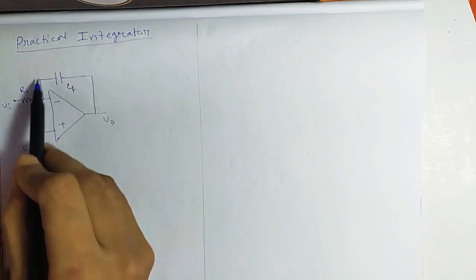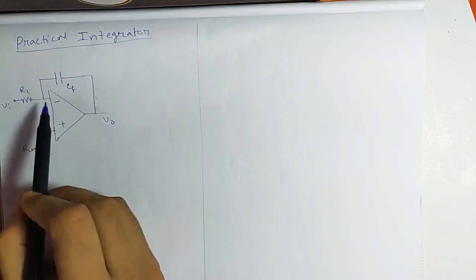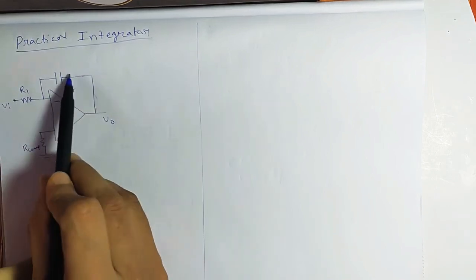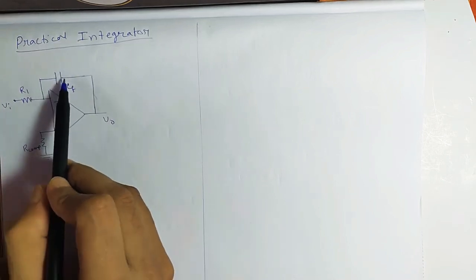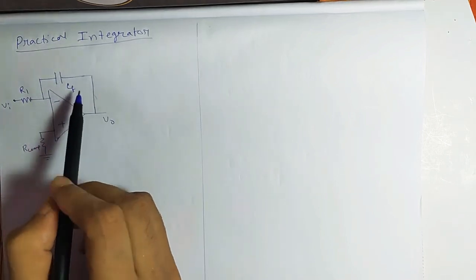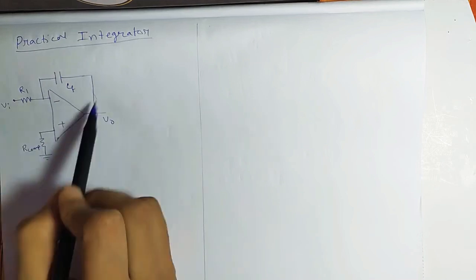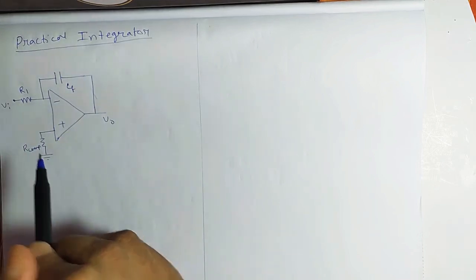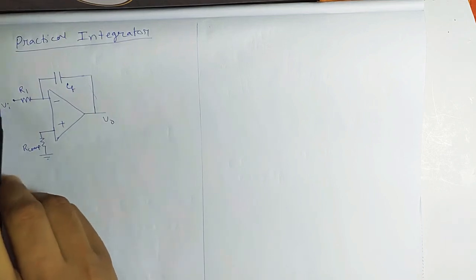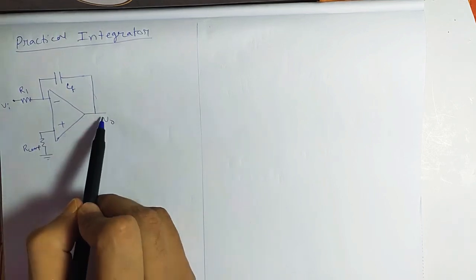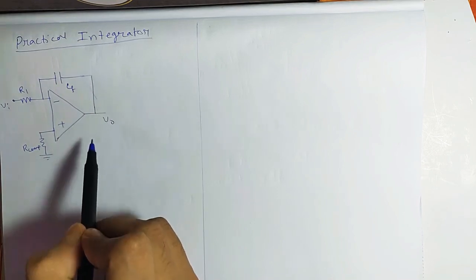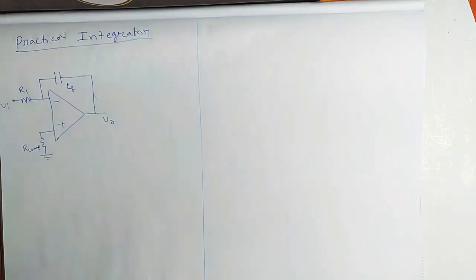This kind of connection is known as feedback connection. If the input has any DC component, then this capacitor will be open for the DC component, and this will be an open loop circuit. And we discussed previously that for the open loop op-amp, for a slight input voltage change, the output will saturate to either plus maximum voltage, plus saturation, or minus saturation potential.